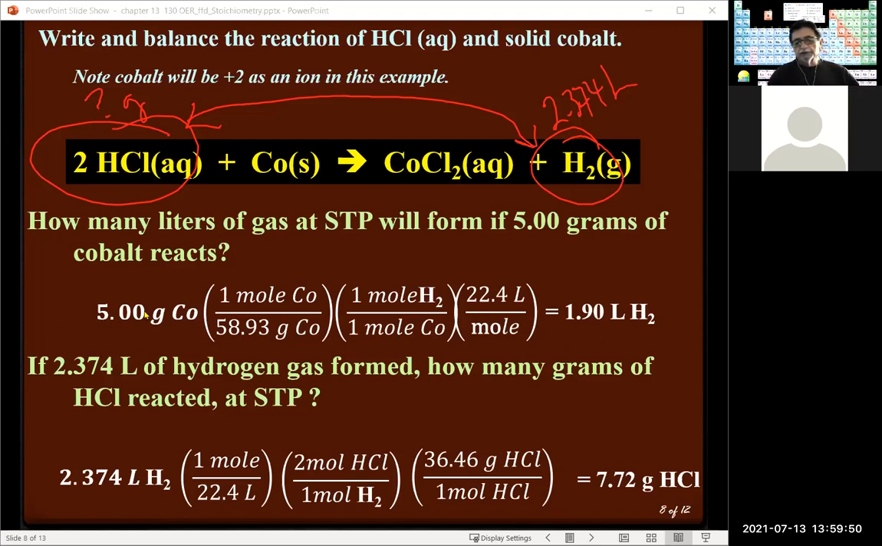All right, and not so much in the first part, because the first part we had 5.00, which had 3 sig figs, and then the 22.4, which has 3, so our answer has 3 sig figs. But don't forget about the 22.4. It has 3 sig figs. That is correct, Skyler.